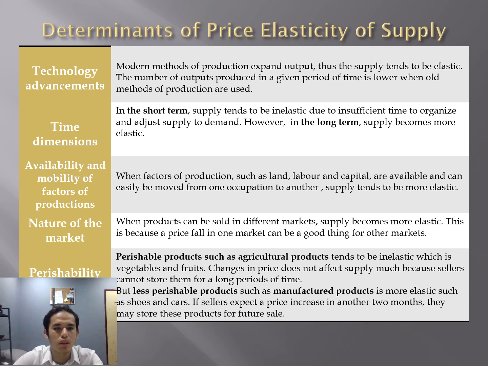And then, availability and mobility of factors of production. When factors of production such as land, labor, and capital are available and can easily be moved from one occupation to another, supply tends to be more elastic. And nature of the market. When products can be sold in different markets, supply becomes more elastic. This is because a price fall in one market can be offset by other markets. Lastly, perishability. Perishable products such as agricultural products tend to be inelastic, while less perishable products such as manufactured products tend to be more elastic.